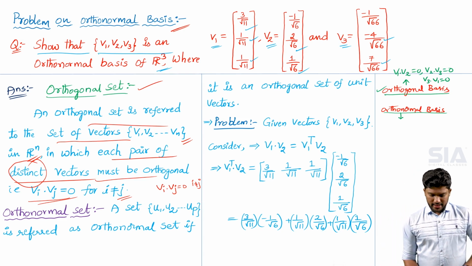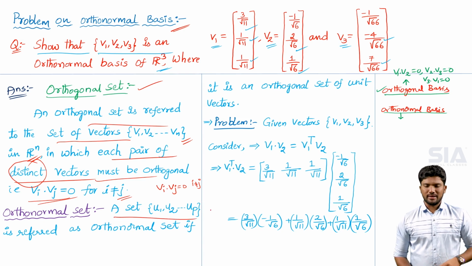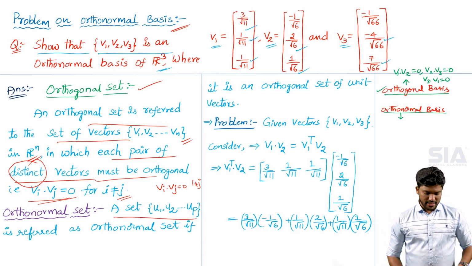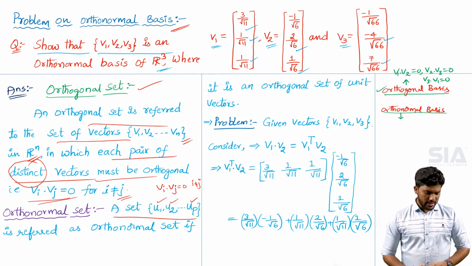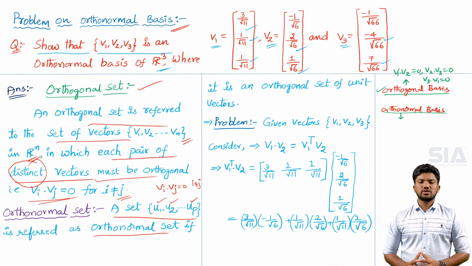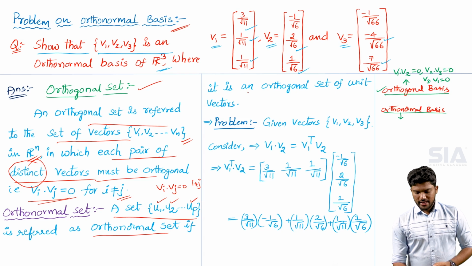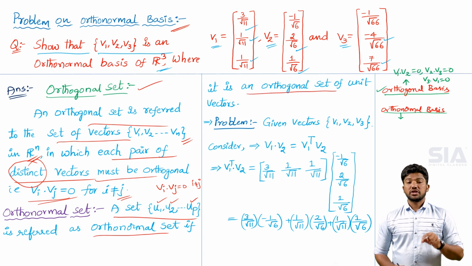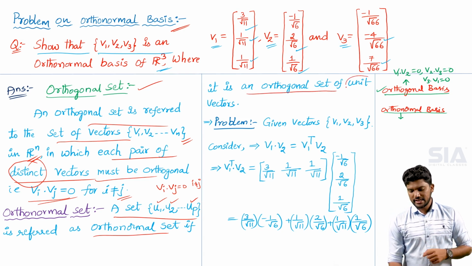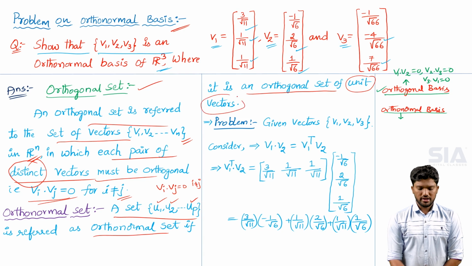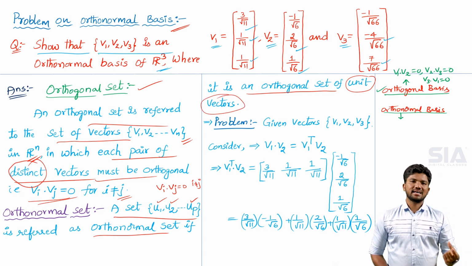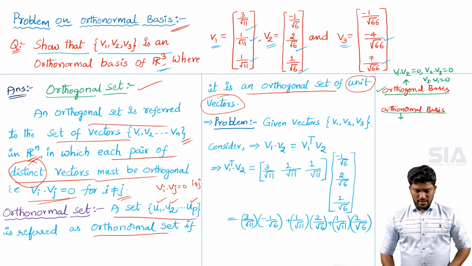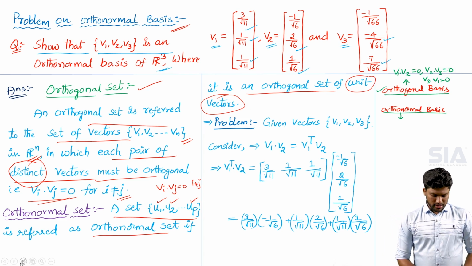Now another definition is orthonormal set. A set u1, u2 and so on up to un is referred to as an orthonormal set if it is an orthogonal set of unit vectors. So that is the difference between an orthogonal set and an orthonormal set. So now we are starting the solution of this problem.